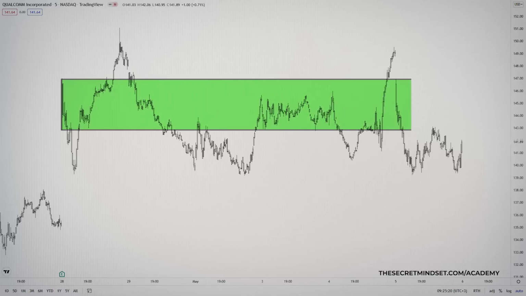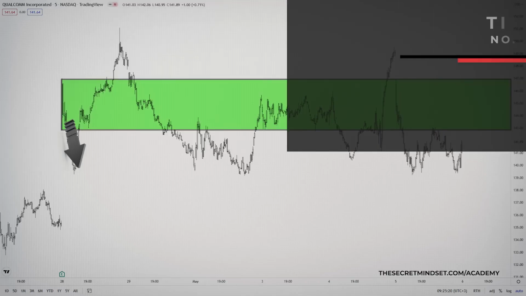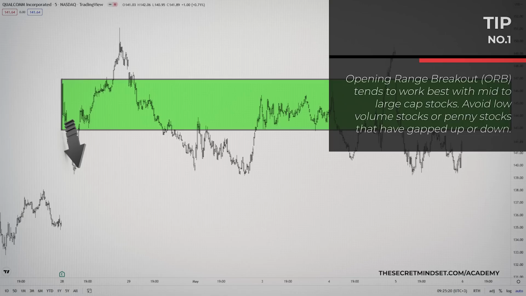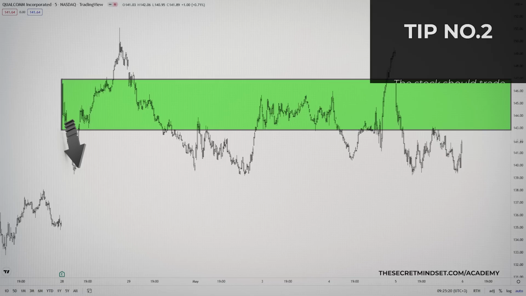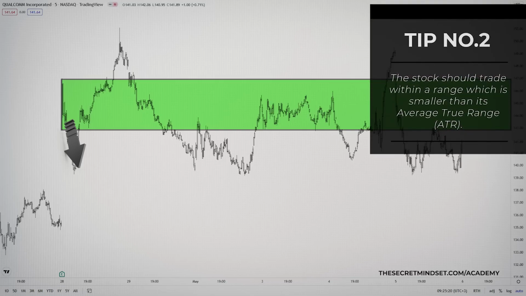Then you need to develop a trade plan when a breakout occurs. Now, the opening range breakout tends to work best with mid to large cap stocks. I don't like trading this strategy with low volume stocks or penny stocks that have gapped up or down. And here's another tip to filter the best markets to trade. Ideally, the stock should trade within a range which is smaller than its average true range.